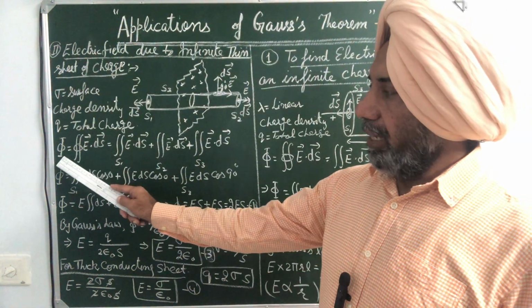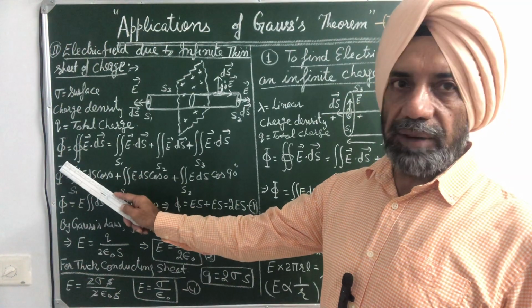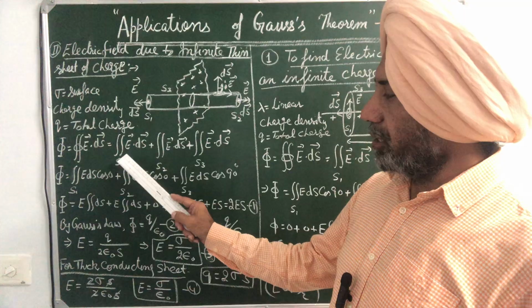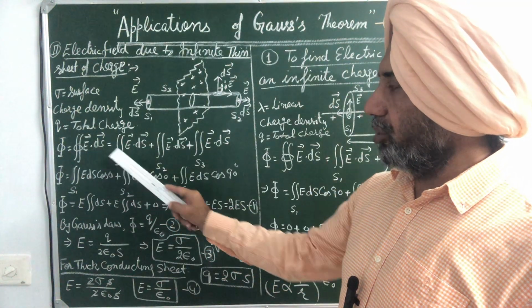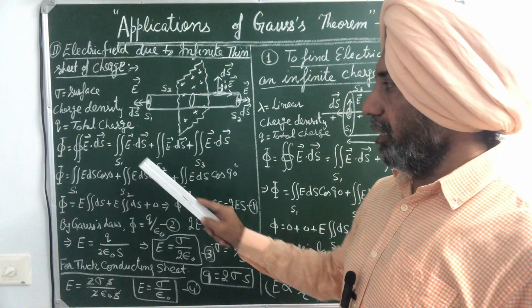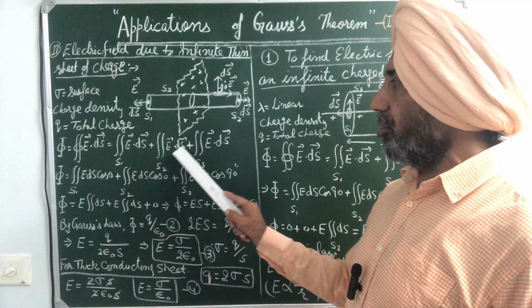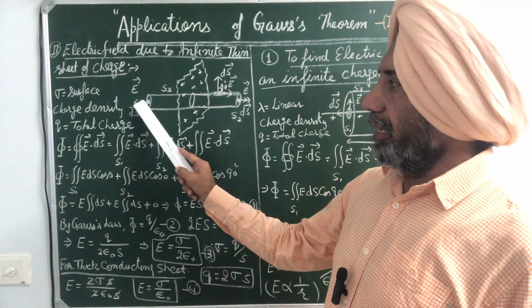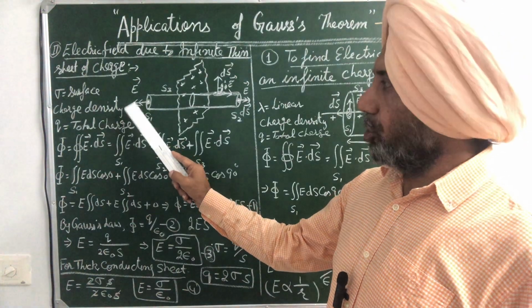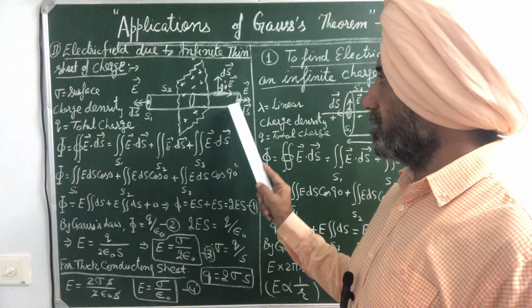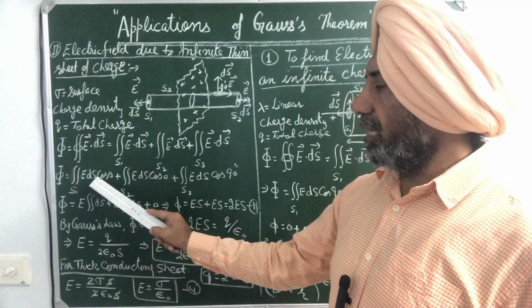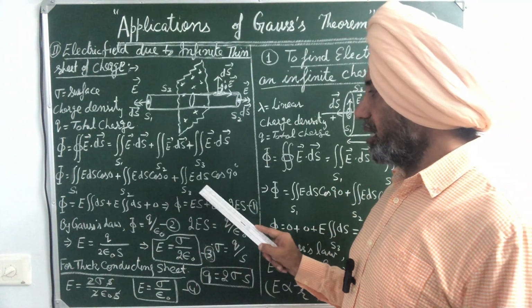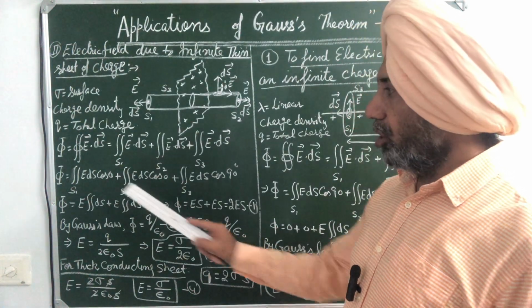So again, by using the definition of electric flux, phi is equal to the closed surface integral of E dot ds. We can split this closed surface integral into three integrals: over S1, S2, S3, E dot ds, E dot ds, E dot ds. Now, the angle between E and ds is 0 for surfaces S1 and S2. So it will be E ds cos 0, E ds cos 0, and for surface S3, it will be E ds cos 90. Cos 90 is 0, cos 0 is 1.